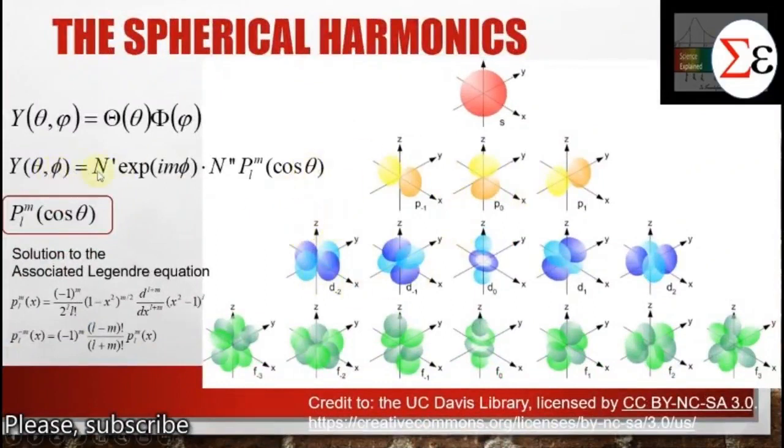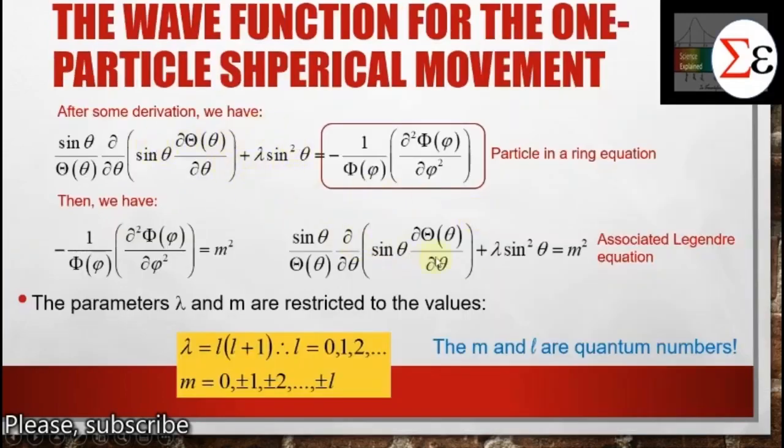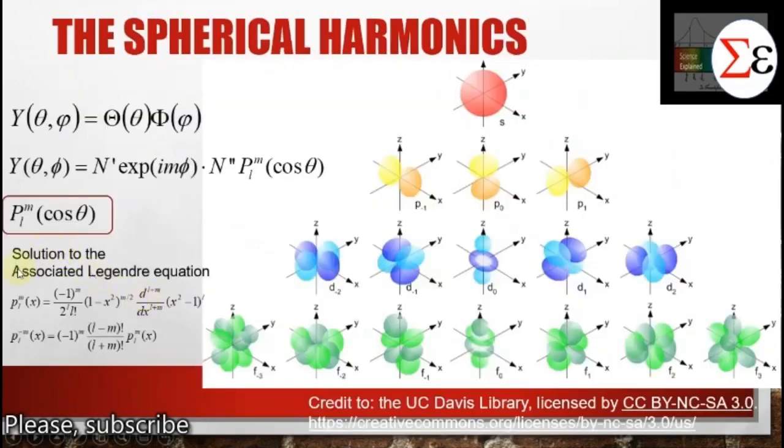The final equation is given here, where the values for the normalization constant for theta and the normalization constant for phi are missing. But we see here the solution for the associated Legendre equation of the first part of this equation. Okay? And the solution of the associated Legendre equation is given here, where when m is positive, we have this solution, and when m is negative, we have this solution.